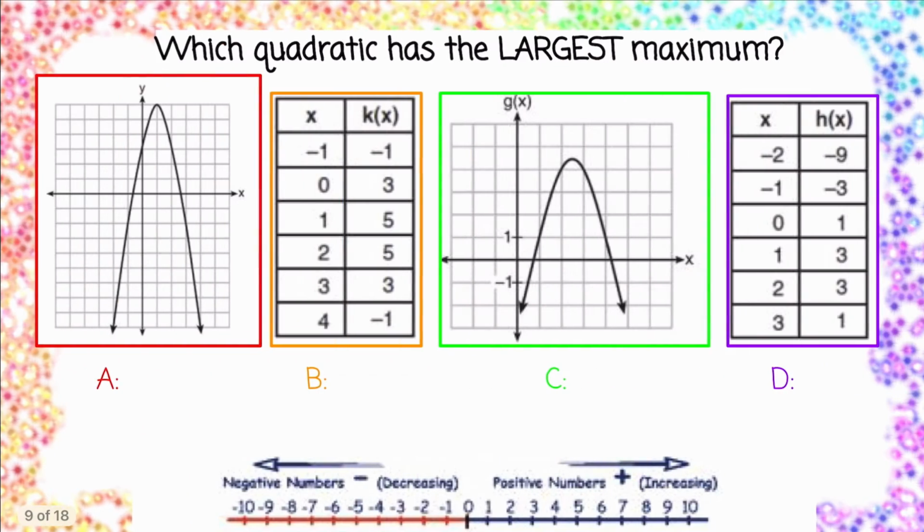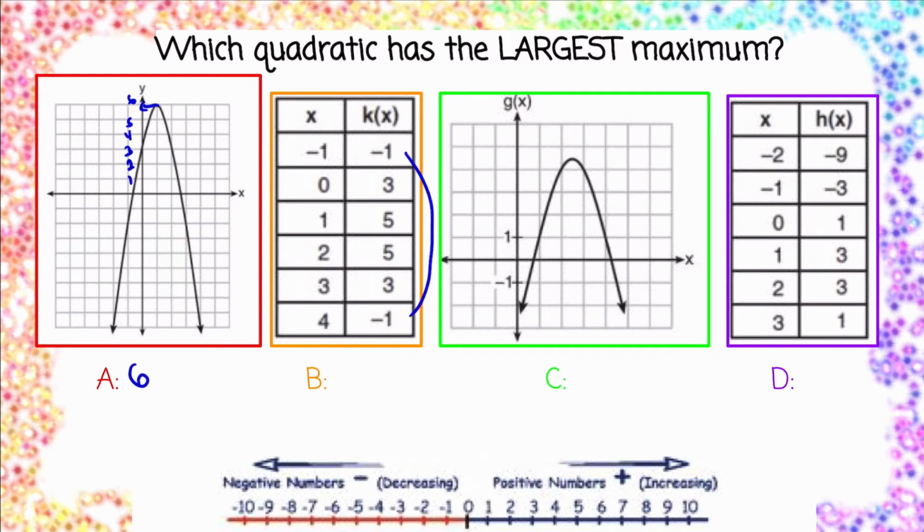Okay. So I'm going to have you try one on your own. It's a little clearer. So which one of these has the largest maximum? Here's how you do this one. I'm going to go choice by choice. So choice A, I'm going to count up to my maximum. It's 1, 2, 3, 4, 5, 6. So this max is 6. I don't know if that's my largest yet. I'm going to keep looking.